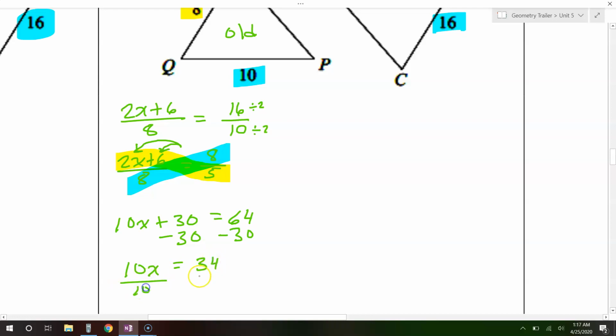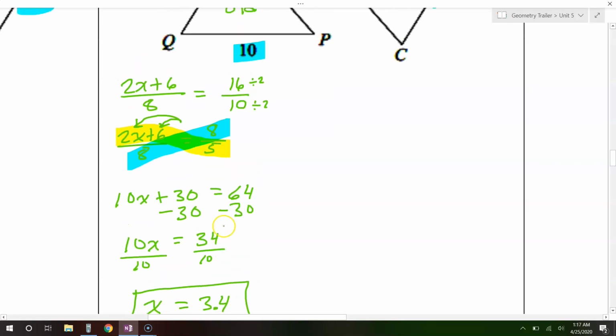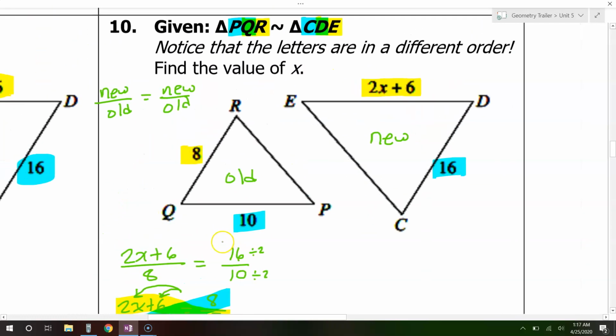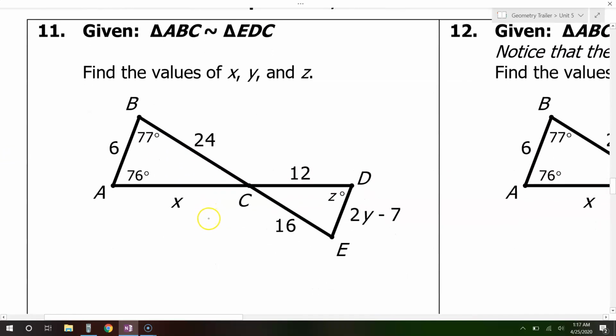And then if I divide both sides by 10, that's going to give me 3.4. Okay, so that was number 10. Number 11.